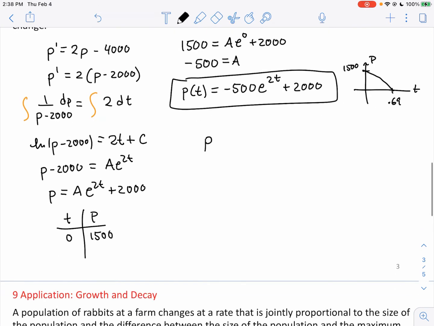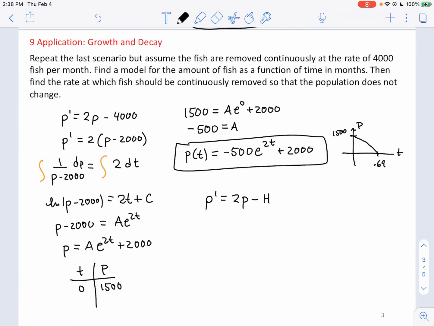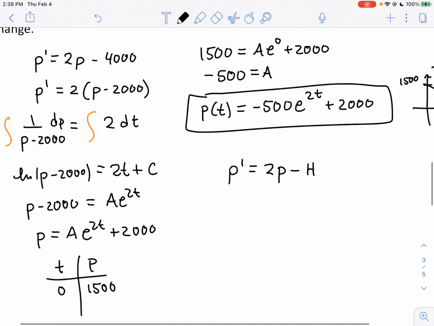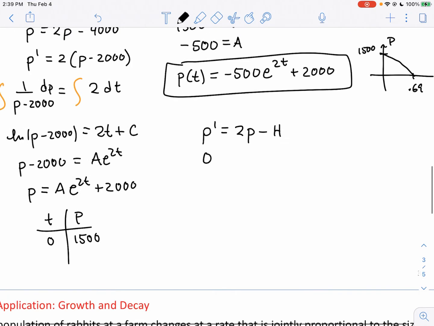So p prime is equal to 2 times p minus some unknown. Let's put in capital H for how much we can harvest. Put any variable there, other than the variable that's already being used. And we want H to be a number so that the population does not change in size. In other words, we want p prime to be 0, because if the population isn't changing in size, then its derivative will be 0. So we simply have to change p prime to 0 and solve for H.